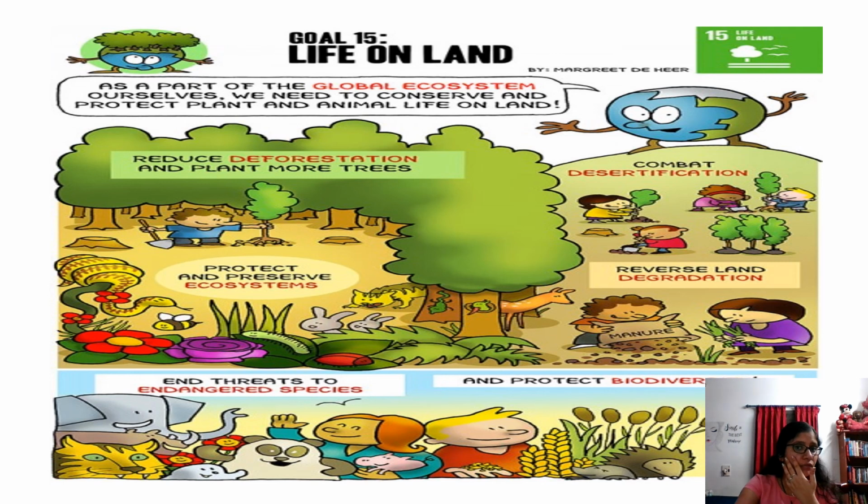The 15th goal talks about life on land. Life on land means we have to protect the animals on the earth. If you see, when you're cutting a lot of trees in the forest, what happens? The animals inside the forest will start coming to the cities, and who is going to get harmed? We are going to get harmed, because if wild animals come inside the cities, we cannot go outside peacefully. So that is a big issue, and we should take care that we are not cutting the trees.